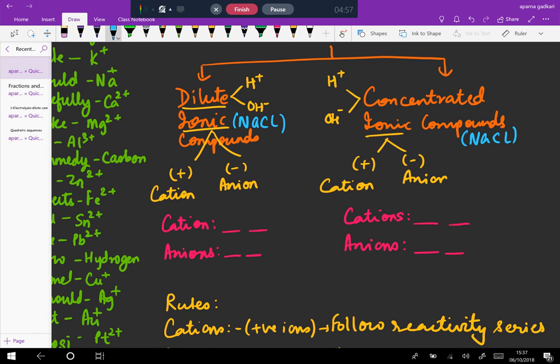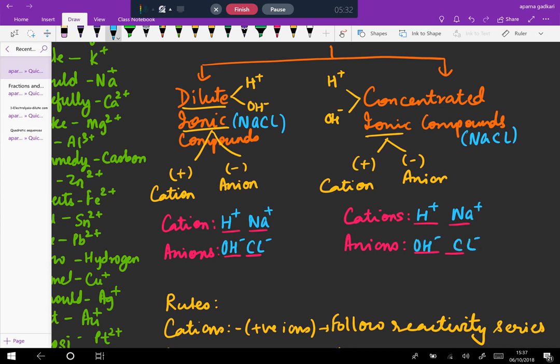Now suppose you have dilute NaCl on the left. So you know the cations, the positive ions from the water, will be H plus, and the anion from the water will be OH minus. Similarly, the ionic salt will be giving the cation which is Na plus, and it will be giving the anion which is Cl minus. So the same set of cations and anions will be present for the concentrated solution also. So simply we need to copy this down.